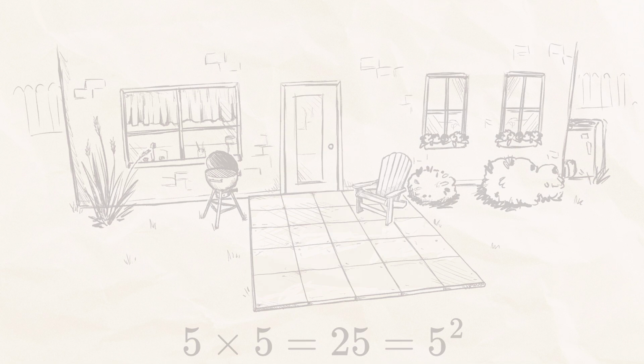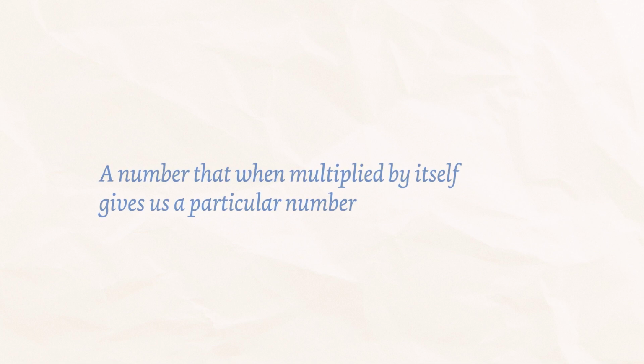But let's say we know a particular number. What do we call a number that, when multiplied by itself, gives us that particular number? This number is called a square root. We call this a square root because we are finding the length of one of the sides of a given square area. And a square is a type of exponent.